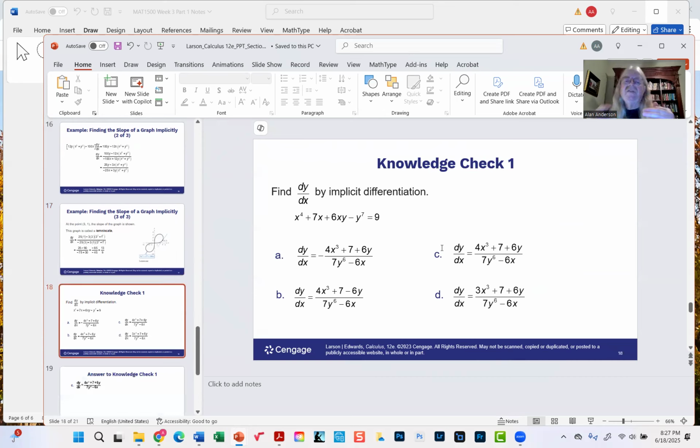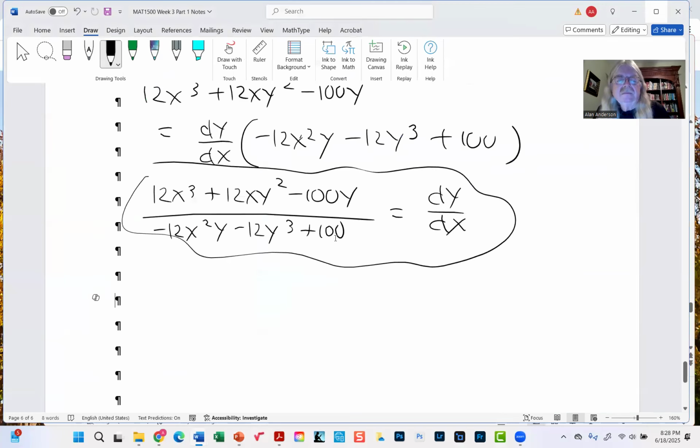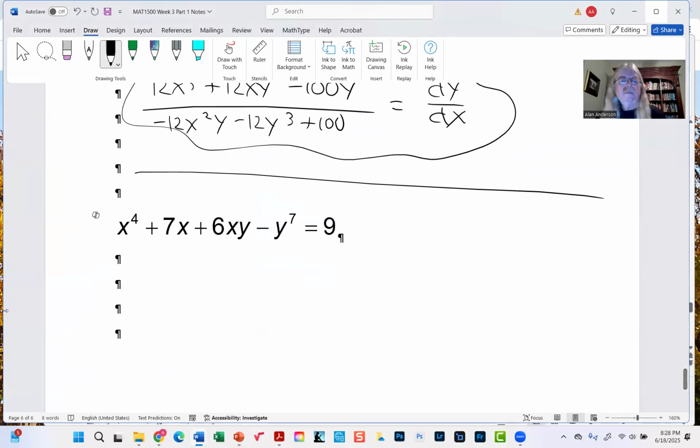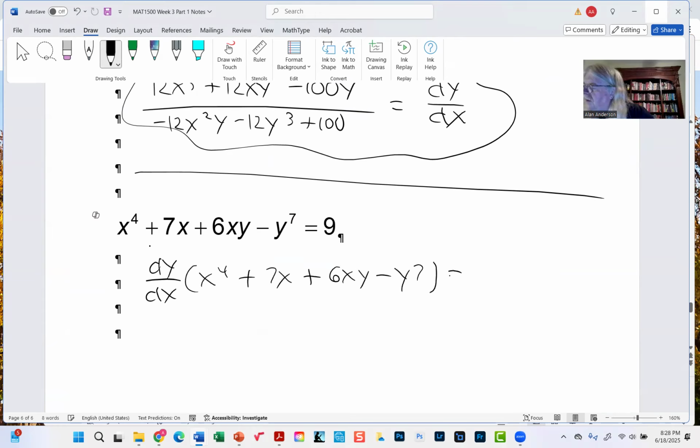Wow. All right. See, now this is good. This is a standard down-to-earth example of implicit differentiation. Let's take a look at this. All right. So we differentiate both sides with respect to x. But you notice the right-hand side is just going to be 0.